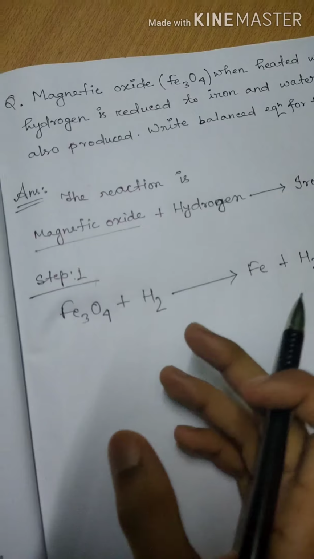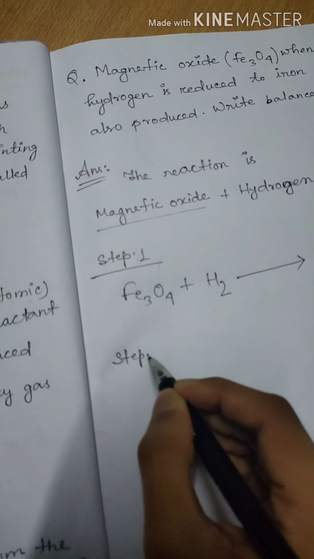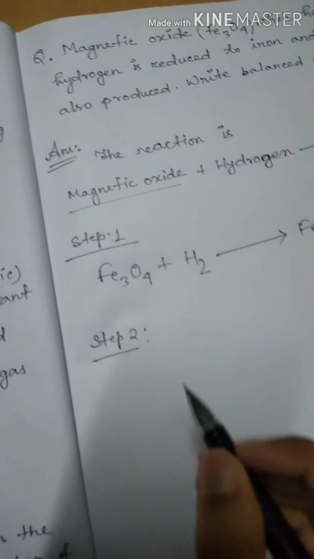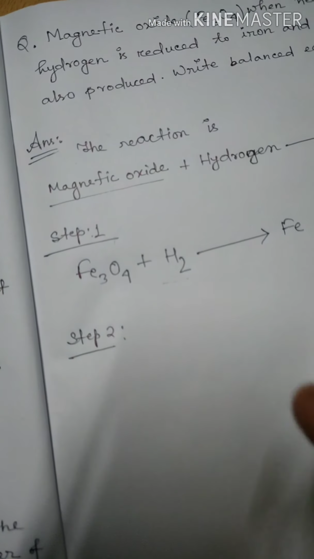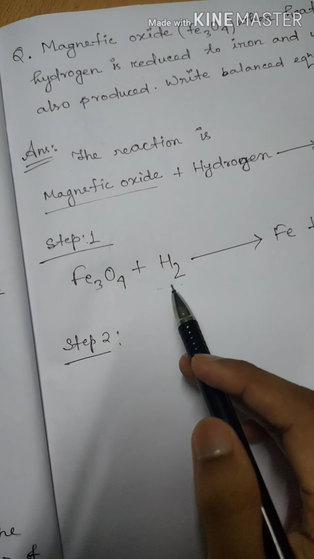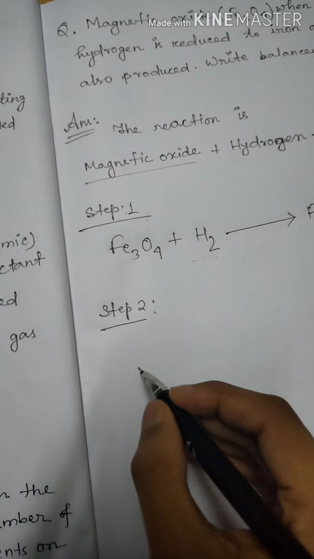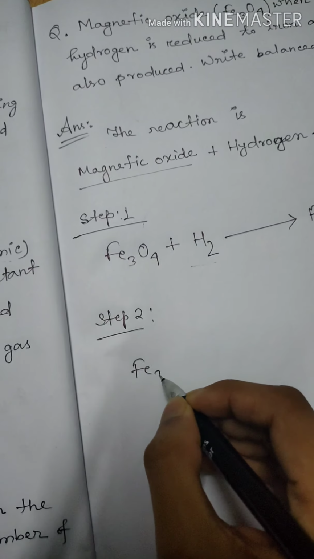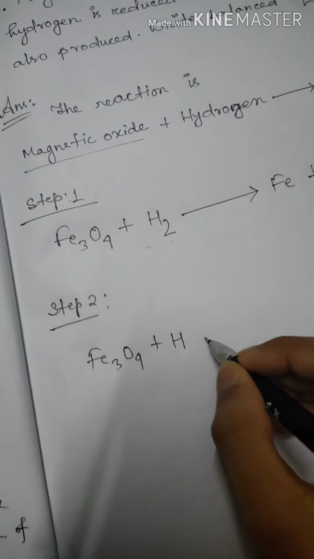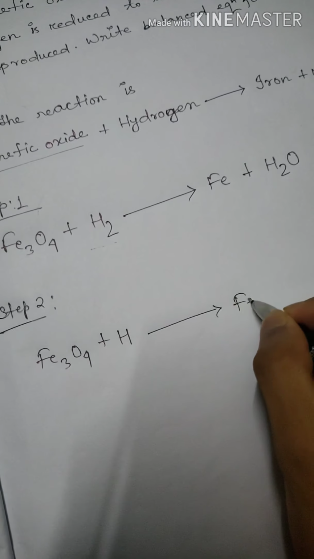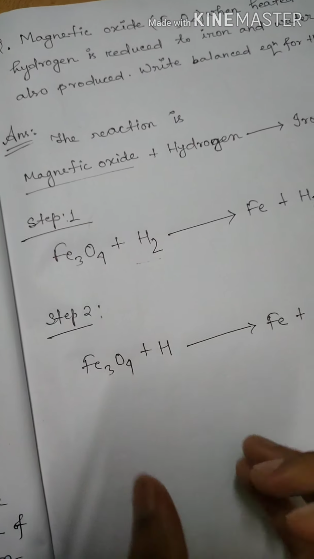Now according to step 2, we have to write this elementary gas, or this diatomic gas, in its atomic state. Which means Fe3O4 plus H gives Fe plus H2O. Okay, so this is our step 2.